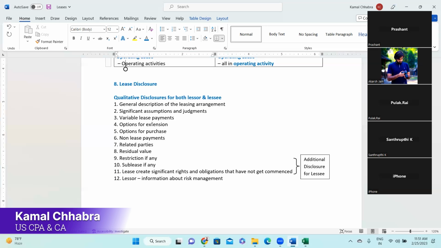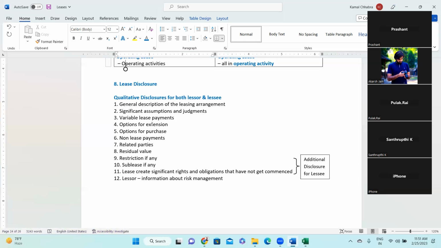If there is any restriction on the lease asset, that you cannot use that asset for any purpose other than the particular use defined in the lease agreement, or if there is any sublease arrangement, that also you need to disclose separately. Next is where the lessee creates significant rights or obligations that have not yet commenced. That you need to disclose separately. And the last one is lessor information about risk management. Risk management is also a very important part in terms of qualitative disclosure.